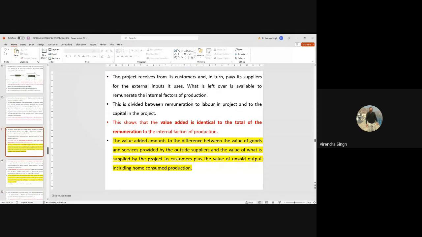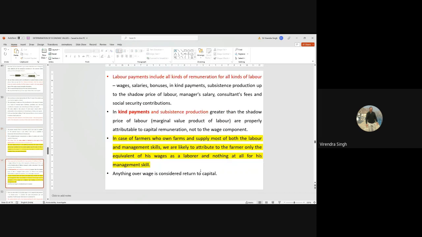The project receives from customers and in turn pays its suppliers for external inputs it uses. What is left over is available for remunerating internal factors of production like labor and capital. So this is divided between remuneration of labor in the project and to the capital in the project. This shows that the value added is identical to the total of remuneration to the internal factors of production. Value added amounts to the difference between the value of goods and services provided by the outside suppliers and the value of what is supplied by the project to customers plus the value of unsold output including home consumed production. So that is how we reach the total values.